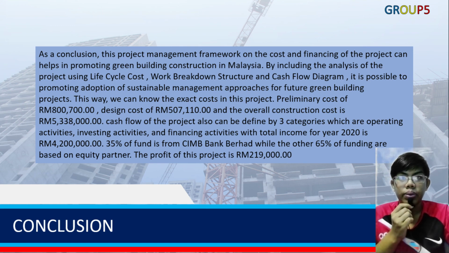In this project, we know the exact cost of this project. The preliminary cost is 800,700 ringgit, the design cost is 507,110 ringgit, and the overall cost is 5 million ringgit. The cash flow of the project is defined by three categories, which are operating activities, investing activities, and financing activities. The total income for the project is 4 million ringgit above, while the profit that we get from this project is 219,000 ringgit. That's all from us.